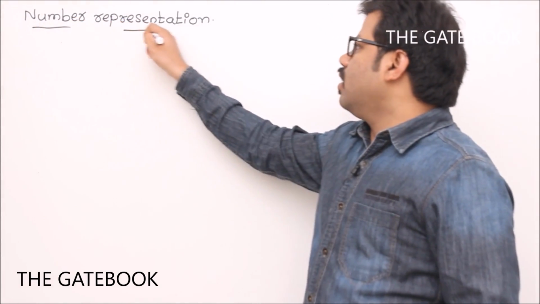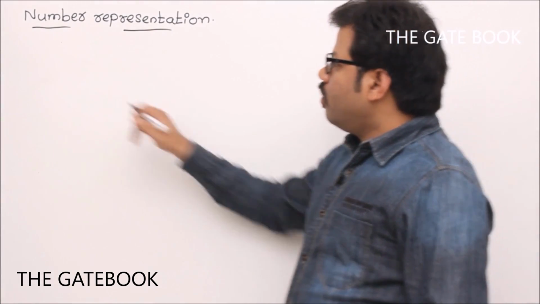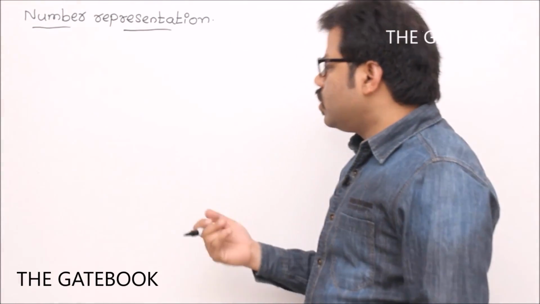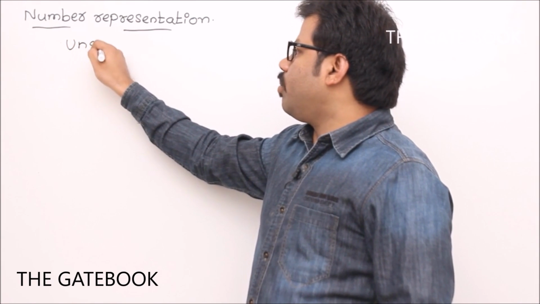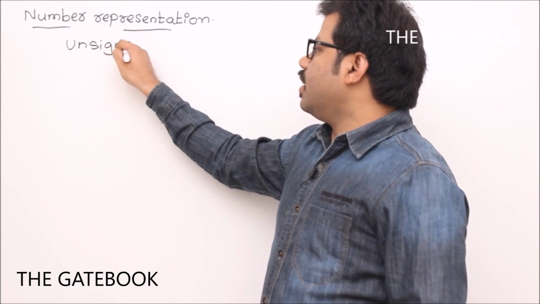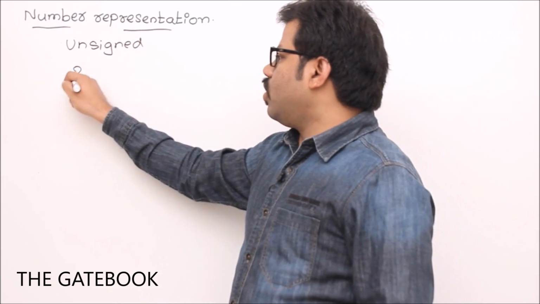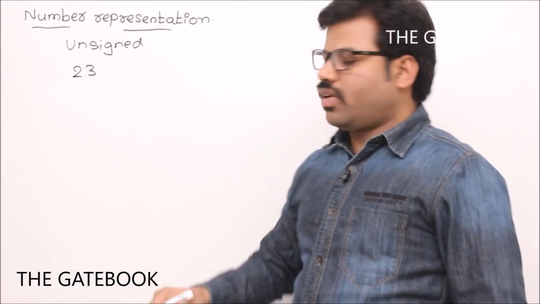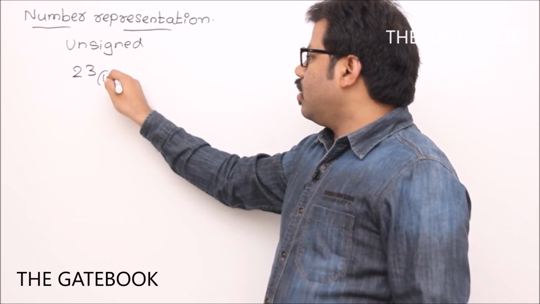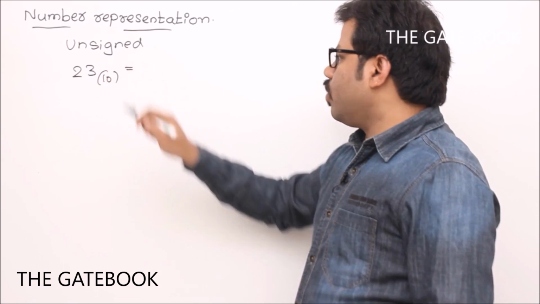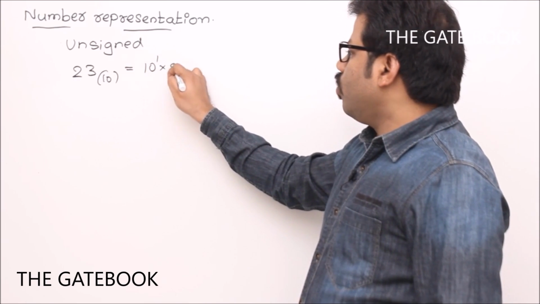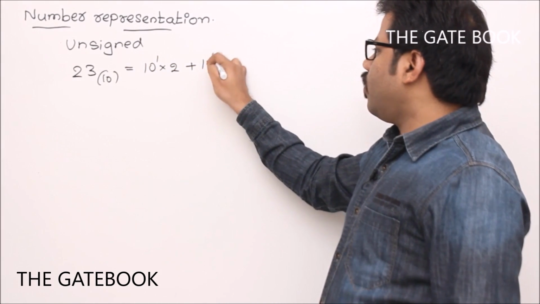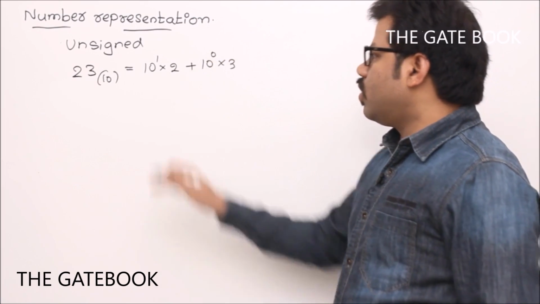Number representations. Example, you have a number, let's say a positive number, an unsigned number. How to represent it in decimal? Very simple. Example, you have the number 23, we write 23, and we say base 10. This is exactly equivalent to saying 10 to the power of 1 into 2, the first digit, plus 10 to the power of 0 into 3. So both are the same.